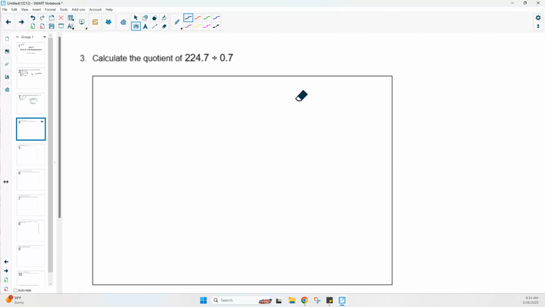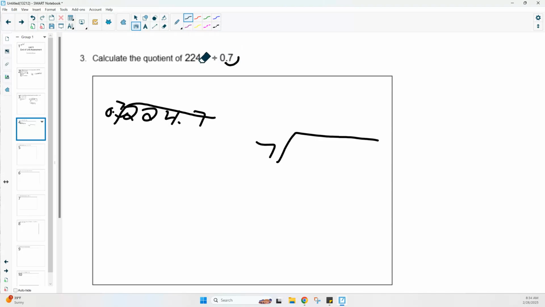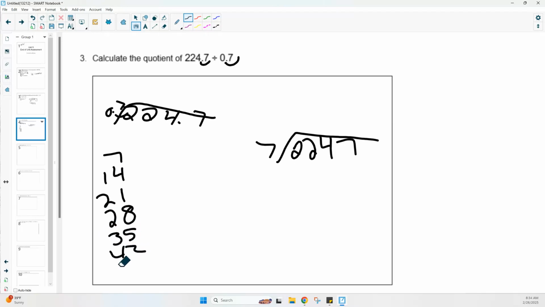So now we're actually going to calculate that. 224.7 divided by 0.7. Sorry about the messy handwriting. We just talked about how we cannot have a decimal on the outside, so we need to move them over. If I multiply the outside by 10 to create a whole number, I also need to multiply the inside by 10. All right, now we have 2,247 divided by 7. I'm going to write some multiples of 7 over on the side, so that I have a list to reference.